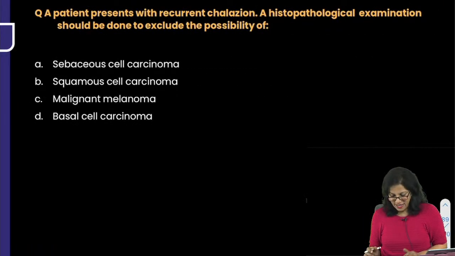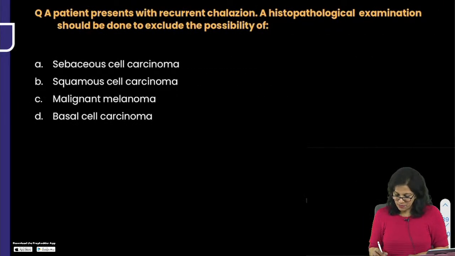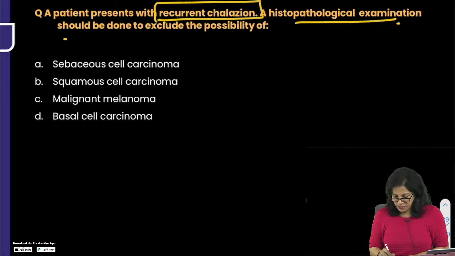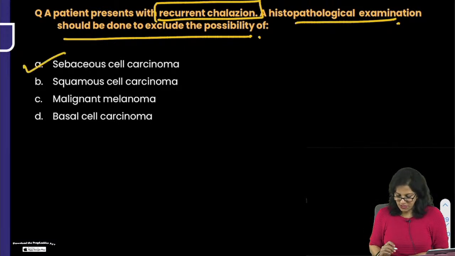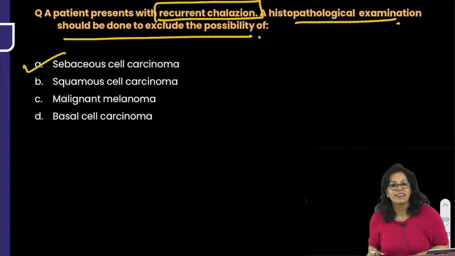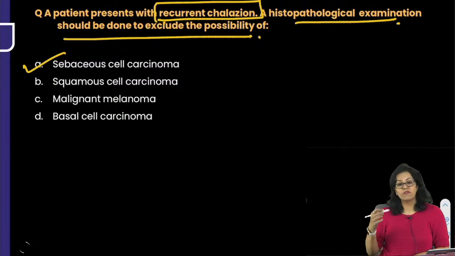Okay, come to the next one. So this is a patient who is presenting with recurrent chalazion. Histopathological examination should be done to exclude. We all know recurrent chalazion should be suspected for sebaceous cell carcinoma. Which is the most common? Okay, few questions here. Most common malignant tumor of lid?